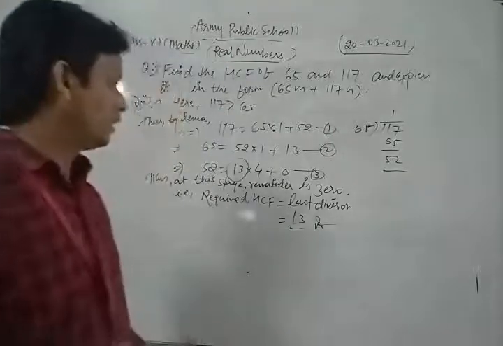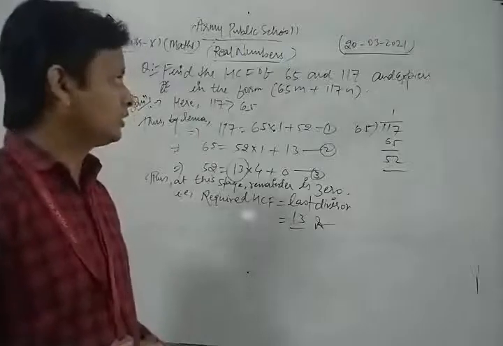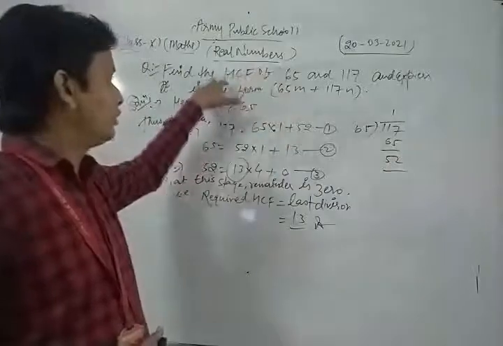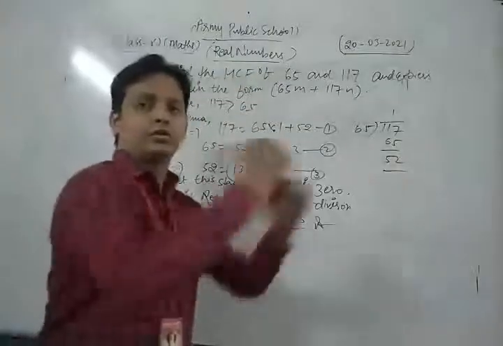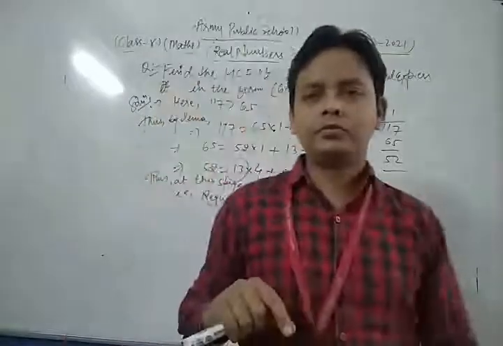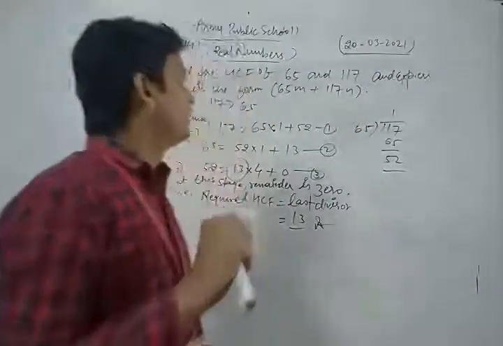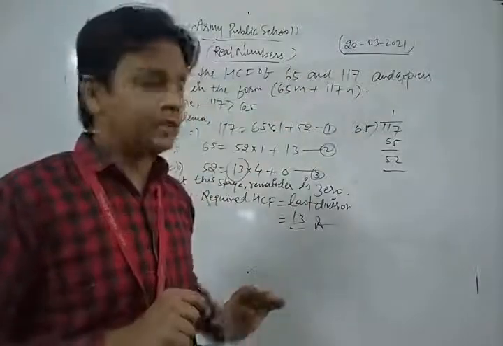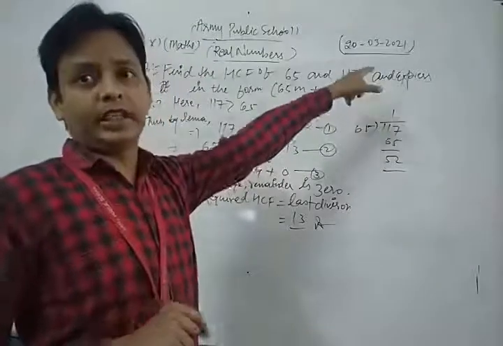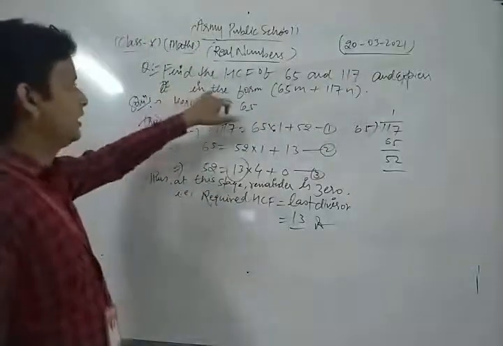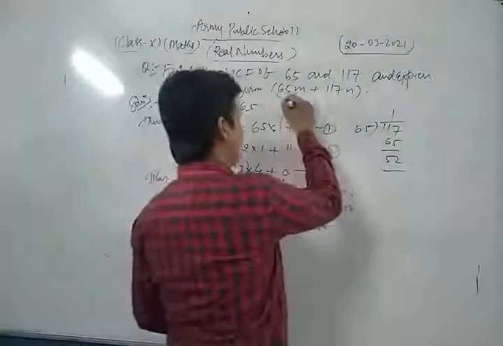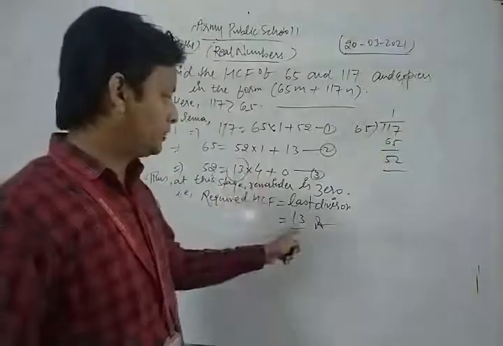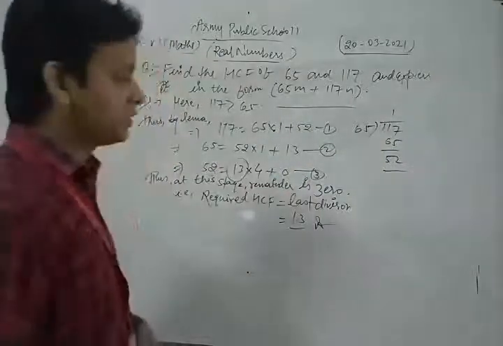Now, dear students, the first part of this question is to find the HCF of 65 and 117. After that, we express it in the form of 65m plus 117n. Now we express this in this way.